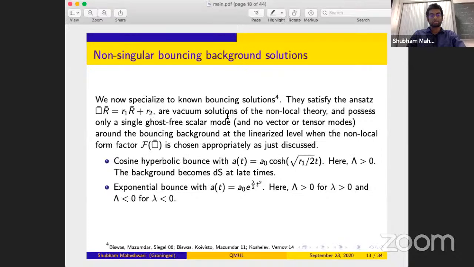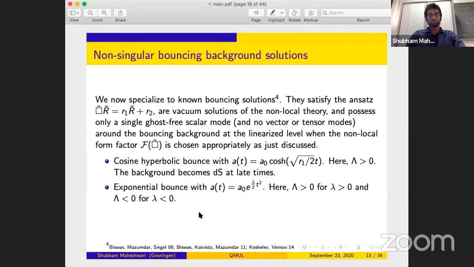And as I just showed, if you compute the quadratic action, they contain only one single ghost-free scalar mode and no vector or tensor modes around this background at the linearized level. Two examples are this cosine hyperbolic bounce, where the scale factor goes like a cosh, and for this you need the cosmological constant to be positive. This kind of bouncing solution actually becomes de Sitter at very late or very early times, because cosh goes like an exponential at very late times. But it is a bouncing solution, so the scale factor never goes to 0 at t equals 0.